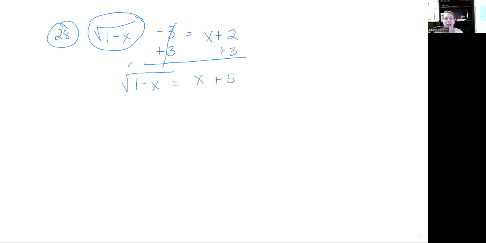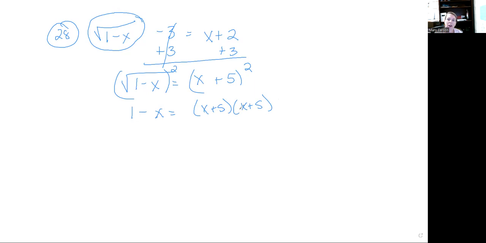Right. Now notice I have my radical by itself. So what we want to do is get rid of the radical. And the way that we do that is, if this is a square root, then we square it. And whatever we do to one side, we must do to the other side. Okay. And you end up with 1 minus x equals x plus 5 squared. I'm going to rewrite this as x plus 5 times x plus 5.